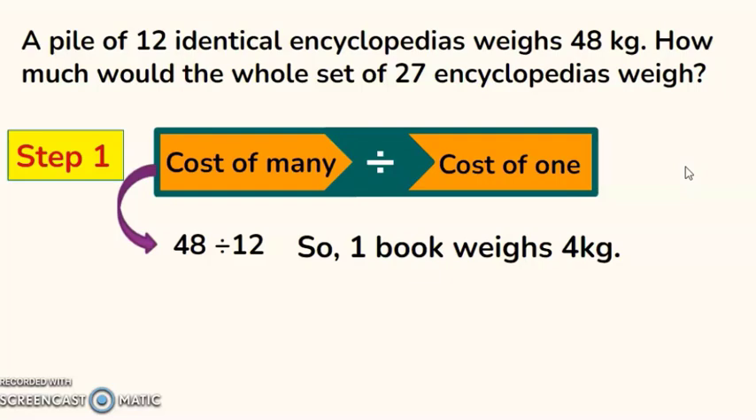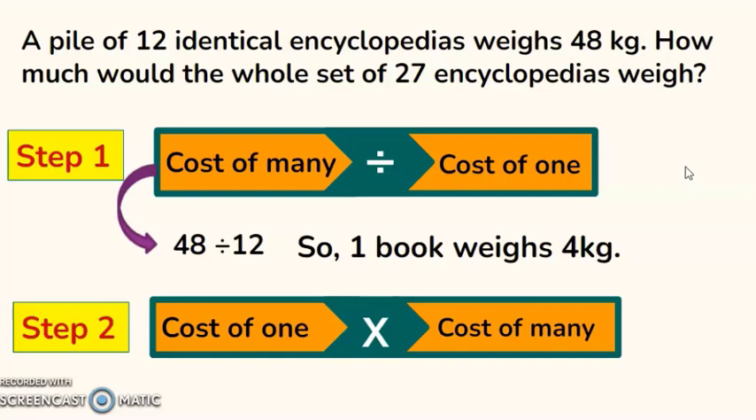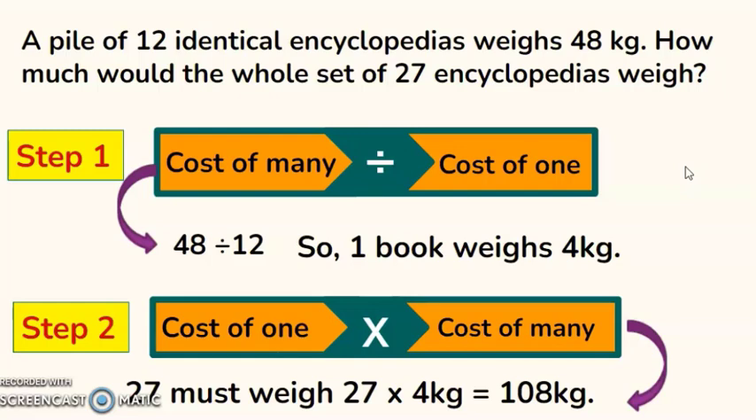Since now we have the weight of one book, that is 4 kilograms, it's easier to calculate the weight of 27 encyclopedias. So here comes step 2, that is multiplying the weight of 1 by the number of required units, that is 27 encyclopedias. So we will multiply 27 by 4 kilograms, so that makes 108 kilograms.